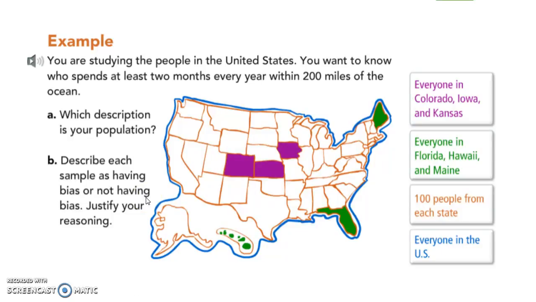All right, look at this example. You are studying the people in the United States. You want to know who spends at least 2 months every year within 200 miles of the ocean. Man, I kind of already talked about something like this, but here we go again. Which is the description for your population? We're looking at these options over here. So go ahead and look through the ones. Which would be the description for the population? It would be the bottom. Everyone in the United States, this is our population.